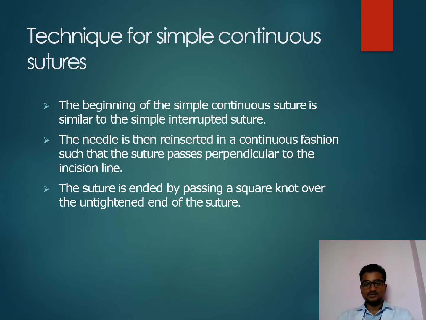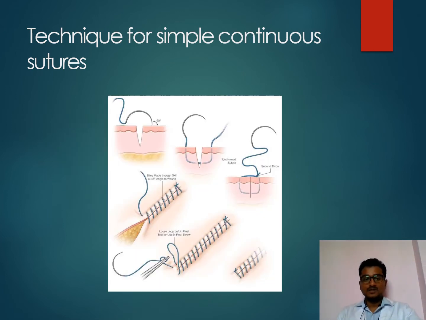For simple continuous suture, the beginning is similar to a simple interrupted suture. The needle is then reinserted in a continuous fashion such that the suture passes perpendicular to the incision line. The suture is ended by tying a square knot over the untied end of the suture. Technique for simple continuous suture.